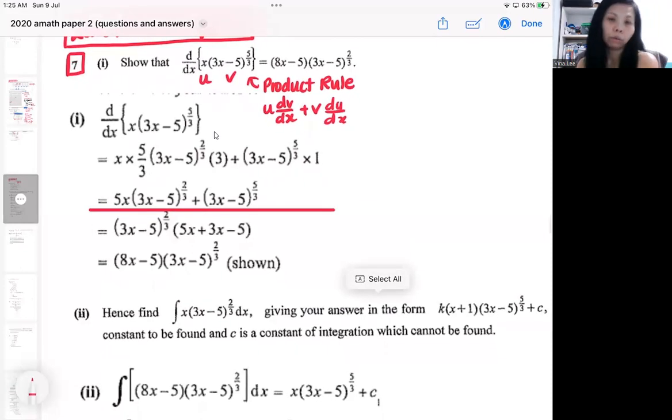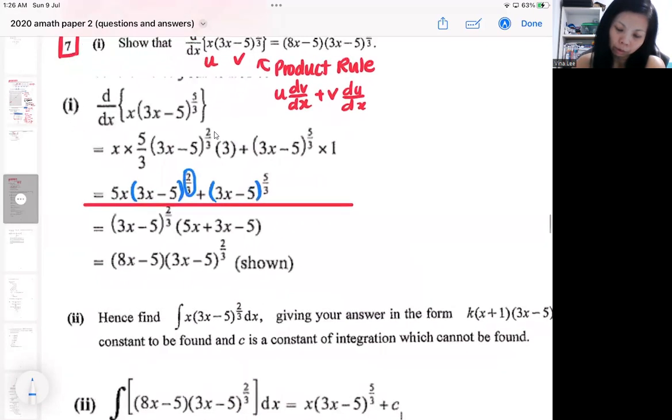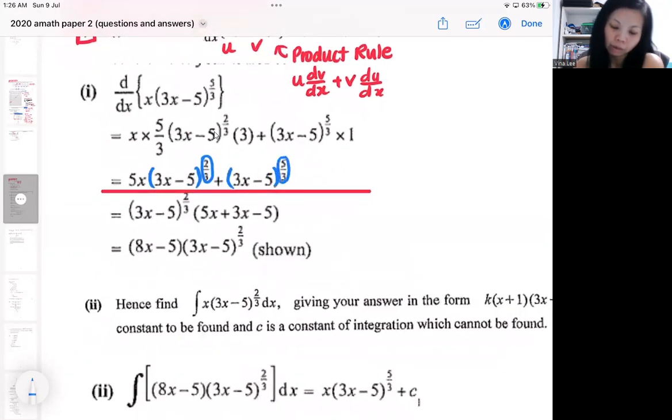But if you try already, and then it's like, how am I supposed to prove the 8x minus 5? So you need to observe that this is the same bracket, but there is a difference in power. So do you realize that there's a difference in power? So 2/3 and 5/3. So in such a case, there is a take out common factor. The common factor will be the one with the lower power. So your job is to take out common factor.